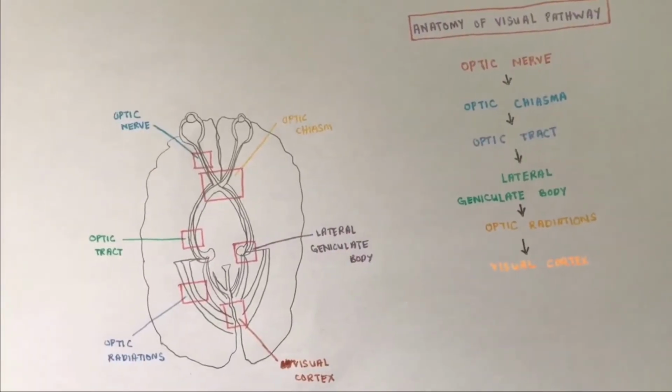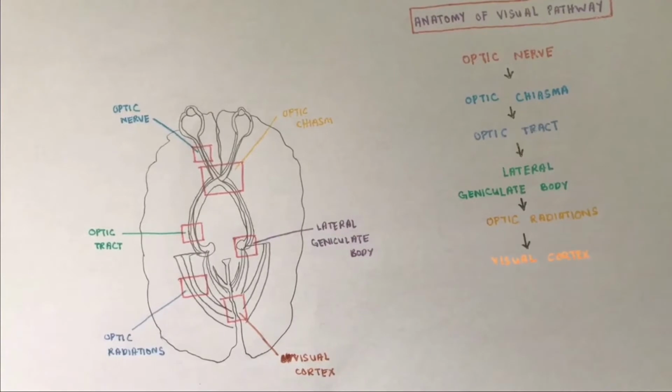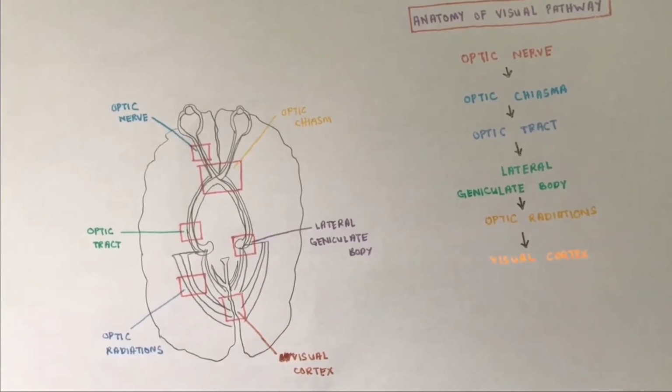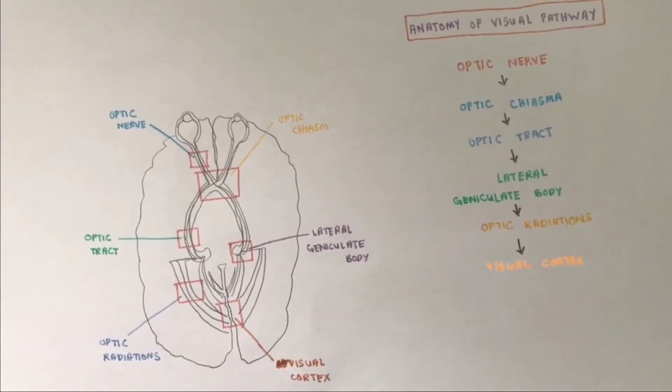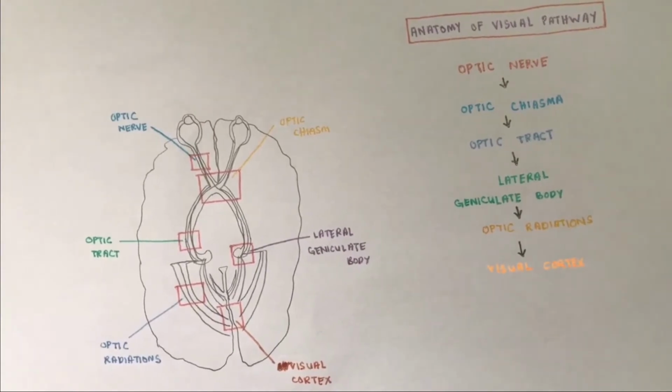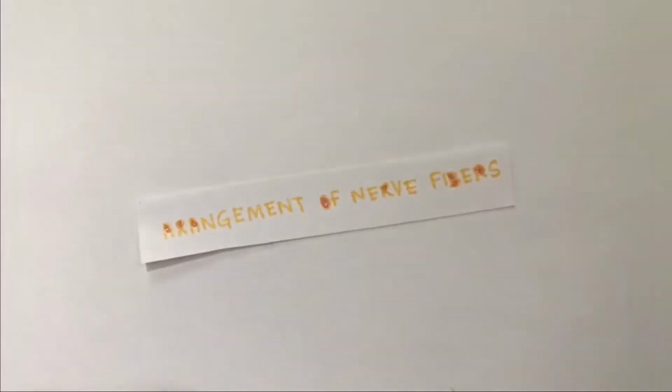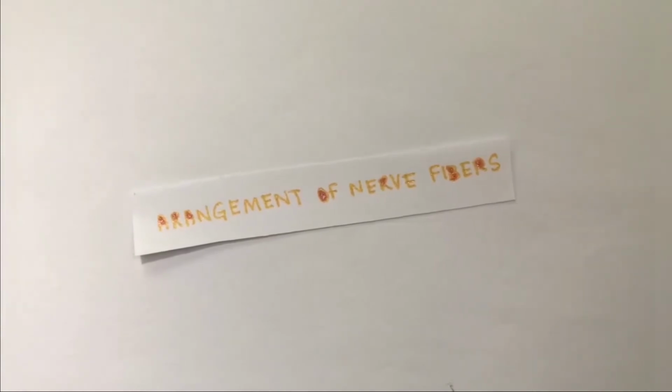Visual pathway. Anatomy of the visual pathway. It starts from the optic nerve to the optic chiasma to the optic tract to the lateral geniculate body to the optic radiations and lastly to the visual cortex. Next is about the arrangement of nerve fibers.